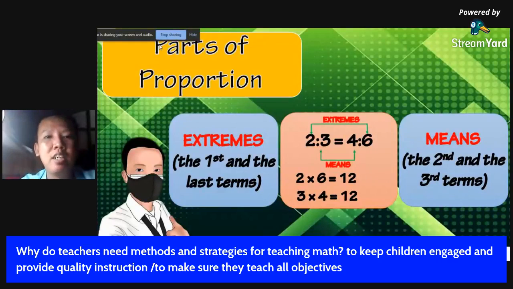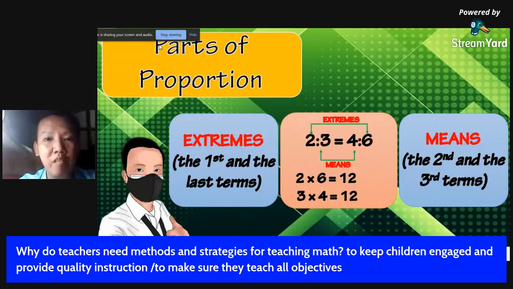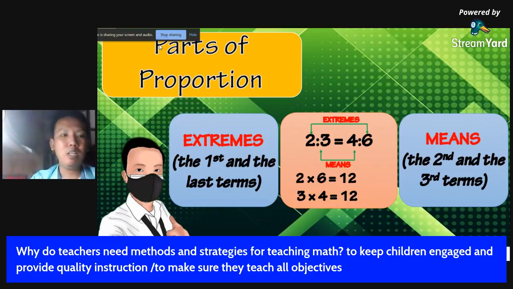So again, do not forget that the parts of a proportion are the extremes and the means, not the antecedent or the consequent, because antecedent and consequent are the parts of a ratio. But in this case, the parts of a proportion are the extremes and the means. Again, the extremes are the first and the last term of the proportion, and the means are the second and the third term of the given proportion. And again, for you to be able to identify if they are proportions, make sure that the product of the extremes and the means are equal. Question?